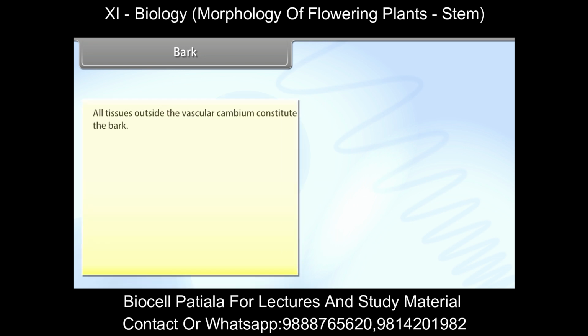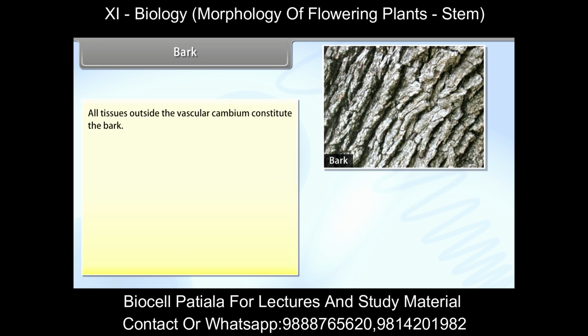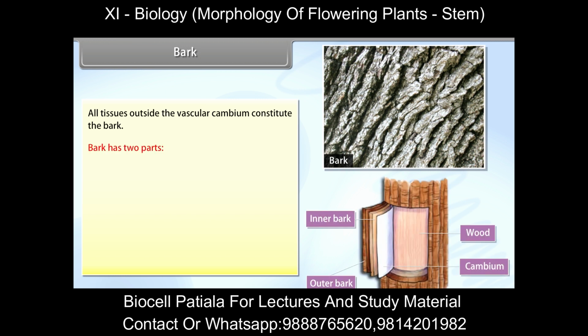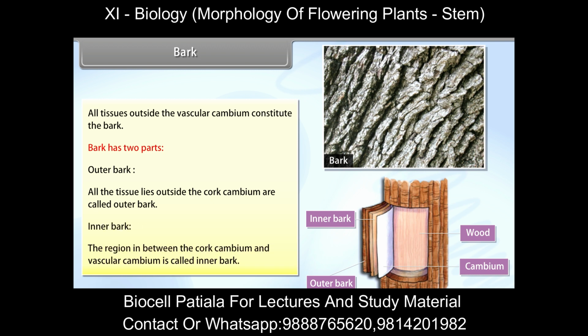Bark. All tissues outside the vascular cambium constitute the bark. Bark has two parts. Outer bark. All the tissues that lie outside the cork cambium are called outer bark. Inner bark. The region in between the cork cambium and vascular cambium is called inner bark.